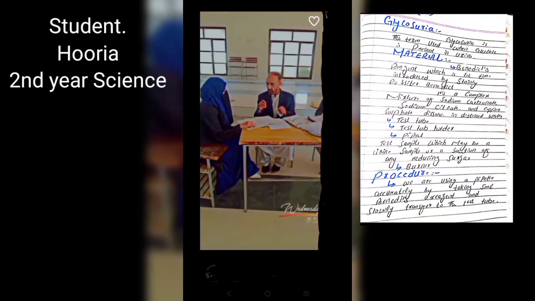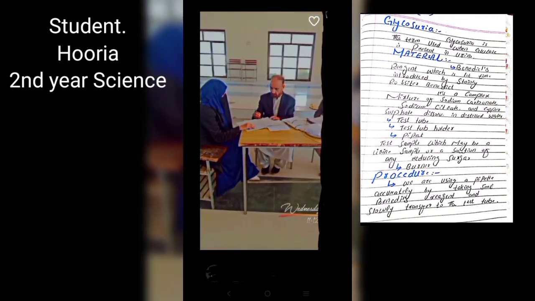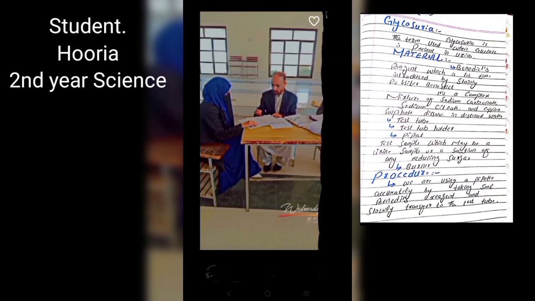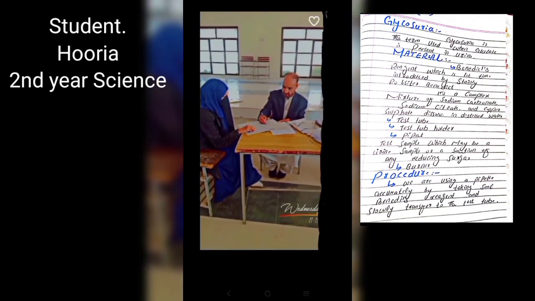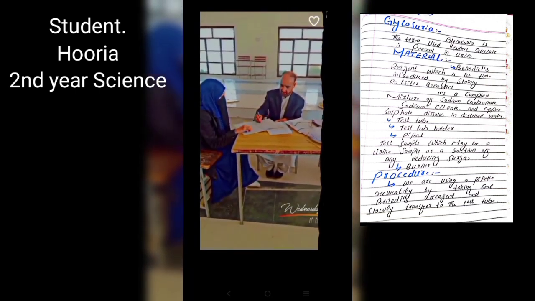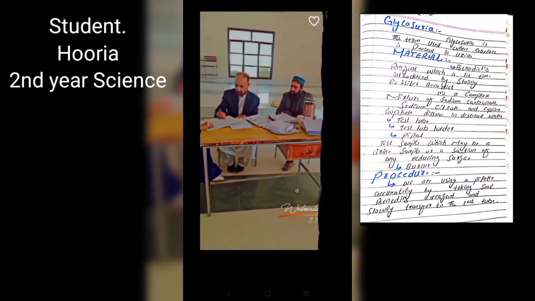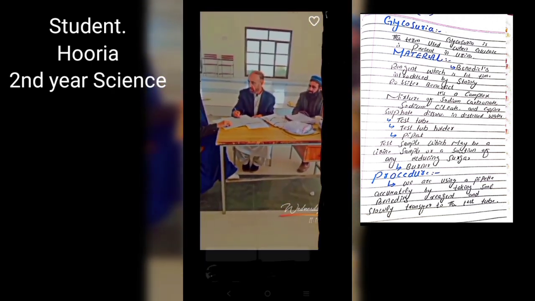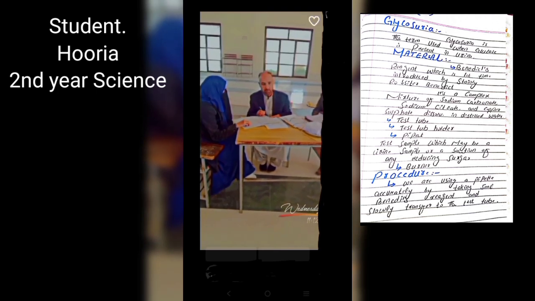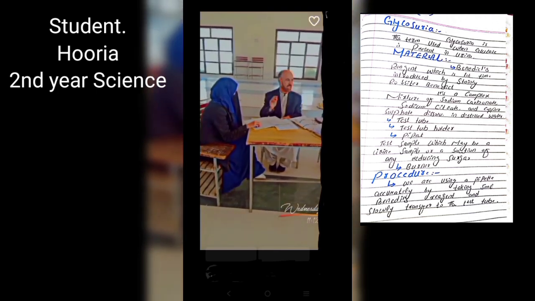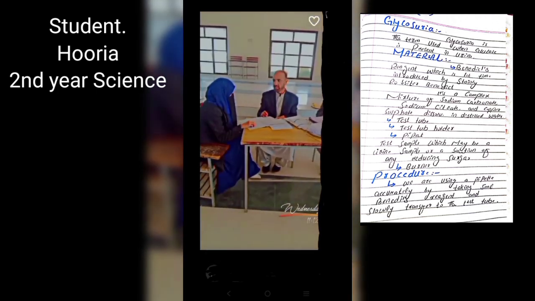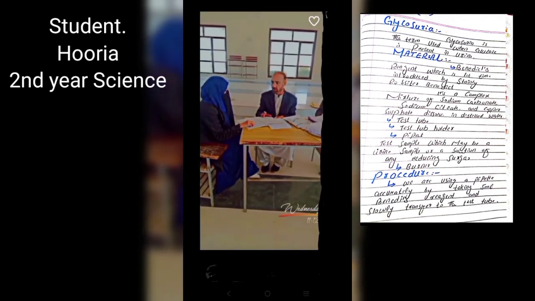The materials required for the Benedict test are Benedict reagent, which was first introduced by Stanley Rossiter Benedict. Benedict reagent is actually a complex mixture of sodium carbonate, sodium citrate, and copper sulfate dissolved in distilled water.